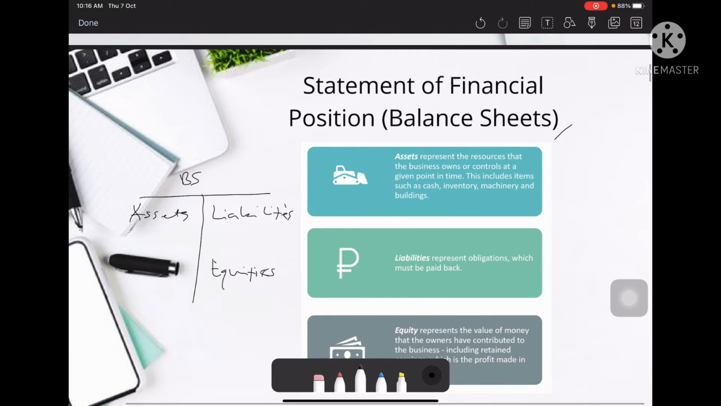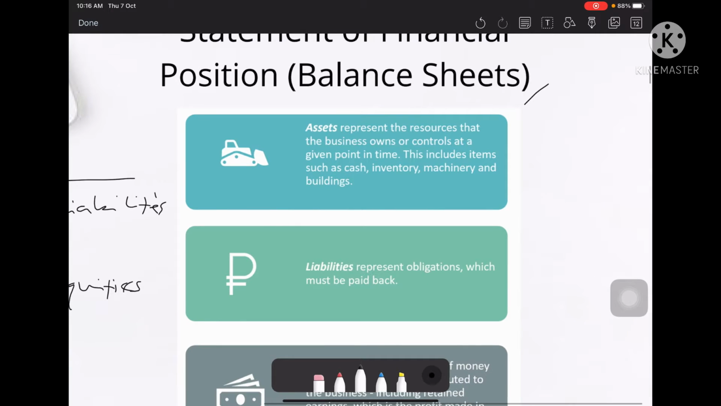Okay, assets. What are assets? Assets represent the resources that the business owns. This is the keyword, business owns or controls, at a given point in time. This includes items such as cash, inventory, machinery and buildings. So it must own and have control over the asset, only then we call it an asset. If there is no control over it, it is not an asset. Basically there are 2 types of assets, current assets and non-current assets.